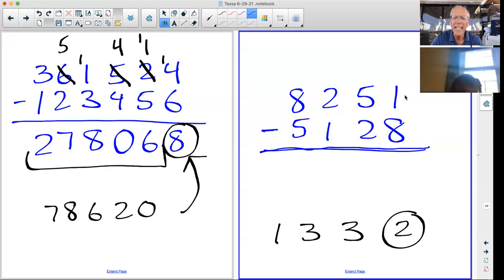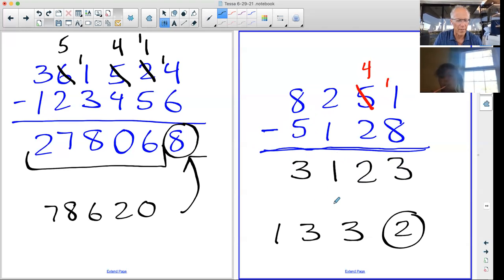Now, young lady, did you turn the 1 into an 11, borrow from the 5 to make a 4? Oh, I forgot to do that. Honey, if you don't borrow, then how can you make the 1 an 11? And if you did it correctly, you would have gotten 3,123. But you ended up with 3,133, correct? Yeah.